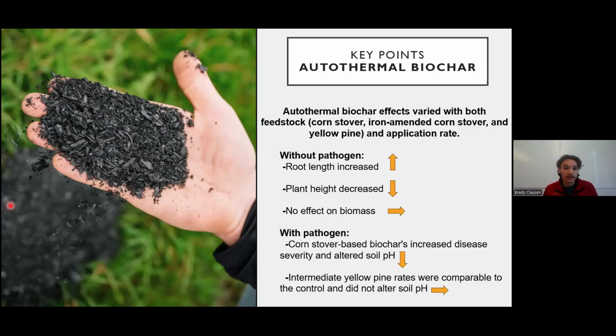When the pathogen was present, we found that corn stover-based biochars increased disease severity, and they also altered the soil pH. So if you remember, corn stover raised the pH, iron corn stover dropped the pH. And then intermediate yellow pine rates, intermediate being 30 grams per kilogram, were very comparable to the control, meaning that there was largely no difference between the control and that amendment rate of yellow pine. And we also found that soil pH was a little bit more stable than the other feedstocks.